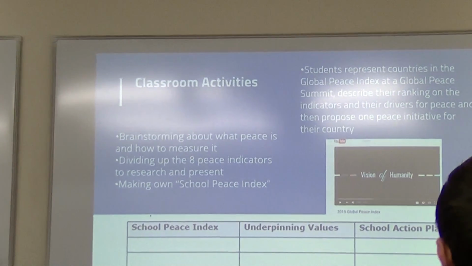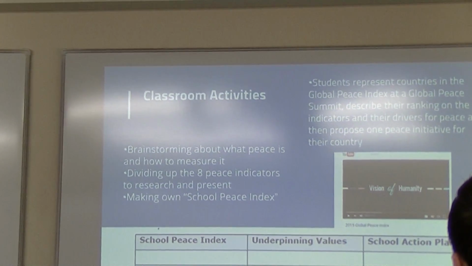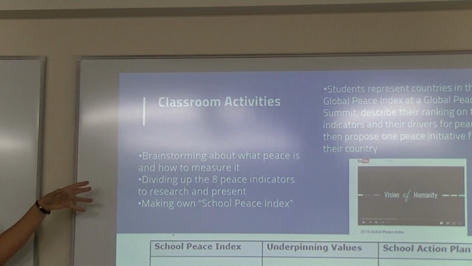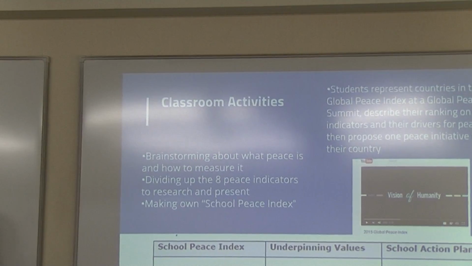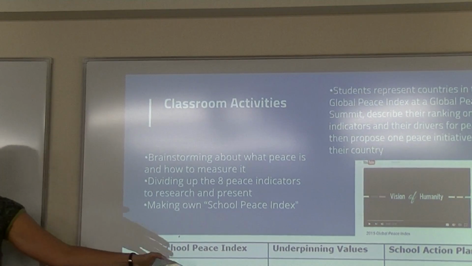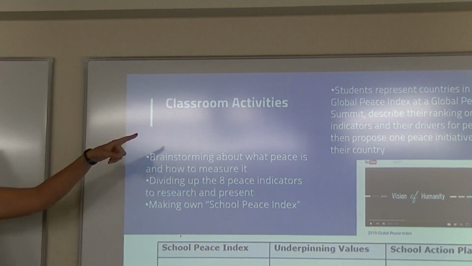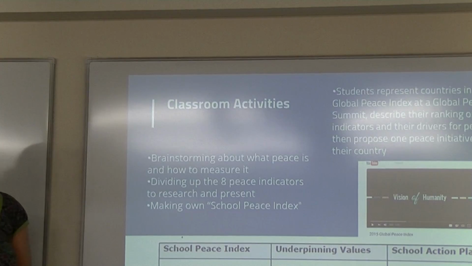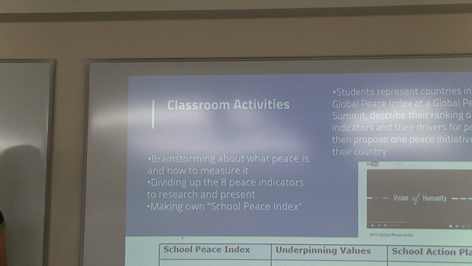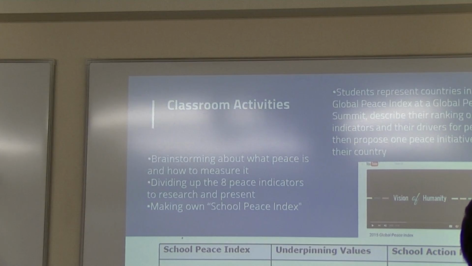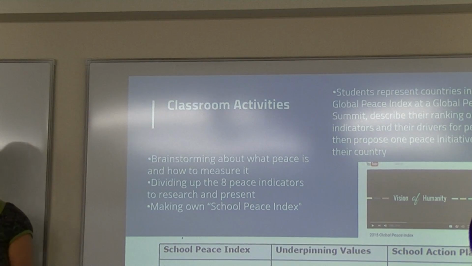So brainstorming about what peace is and how to measure it, dividing up those 8 peace indicators, those bubbles that I showed you, researching them and then presenting those to the class, making our own school peace index. And then we also did an activity where students represent countries in the Global Peace Index at a Global Peace Summit, describe their ranking, and then come up with some different ways to improve their ranking, right? So they propose one peace initiative for their country.